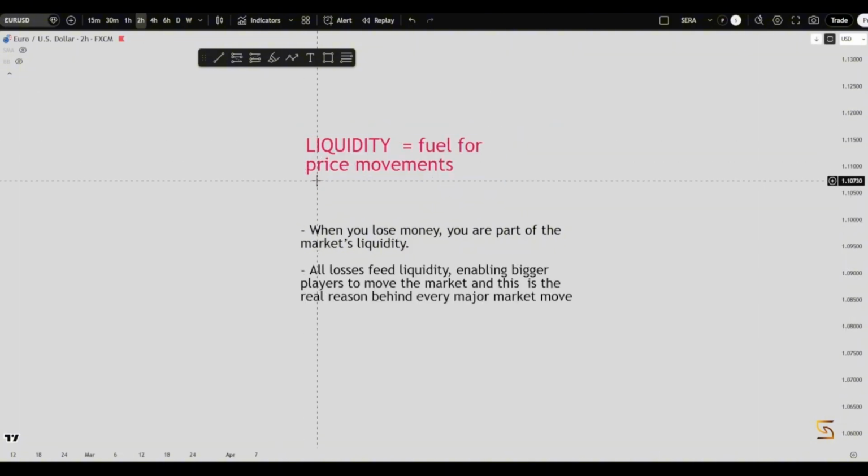The second thing is the liquidity definition. Liquidity is equal to fuel for price movements. That means when you lose money, you are part of the market liquidity, and all losses feed liquidity, enabling bigger players to move the market. And this is the real reason behind every major market move.